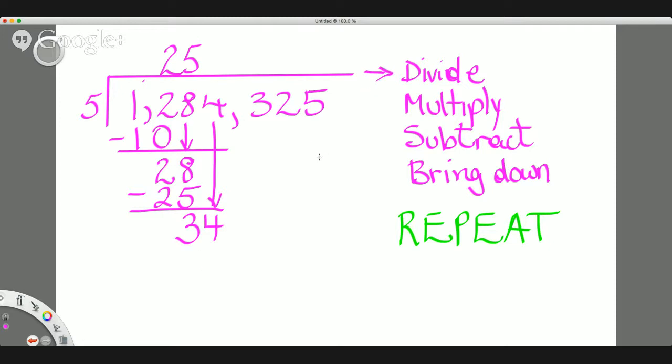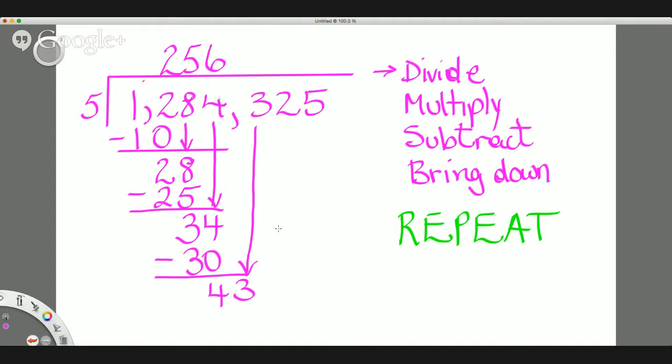Then we have to divide. 34 divided by 5, right? How many times can 5 go into 34? That would be 6 times. Next step, multiply. 6 times 5, that's 30. Next step, we need to subtract. 34, take away 30. 4 minus 0 is 4, and 3 minus 3 is 0. And then we bring down the 3, right? That's the next step, bring down. Now we brought down the 3, so repeat. Go back up to divide.